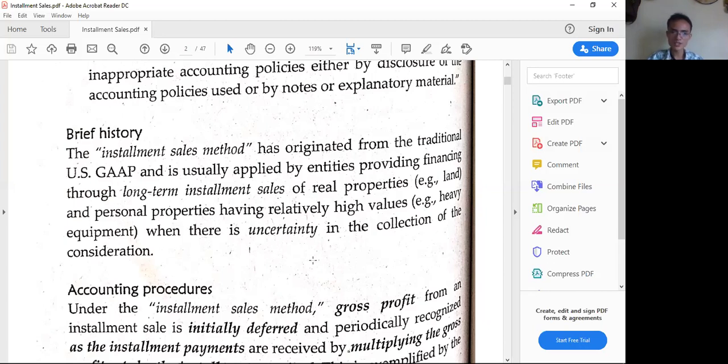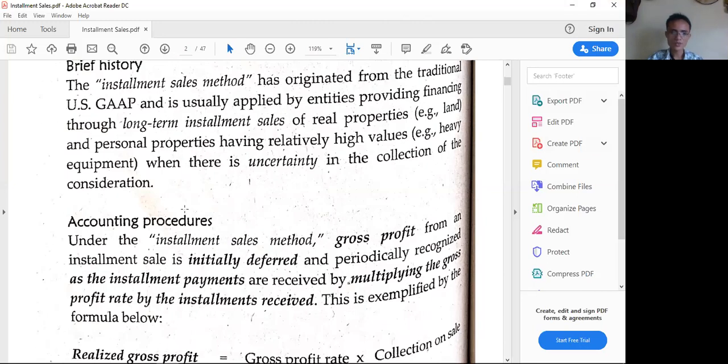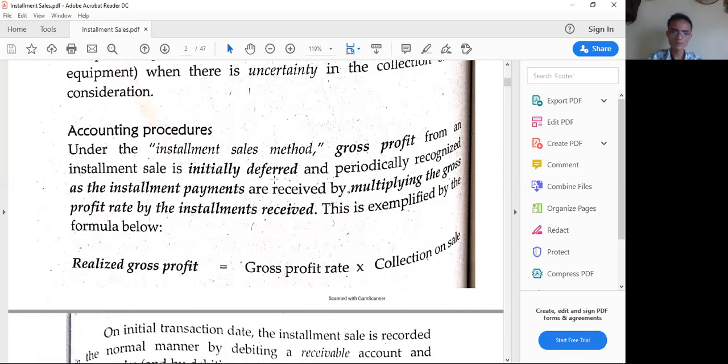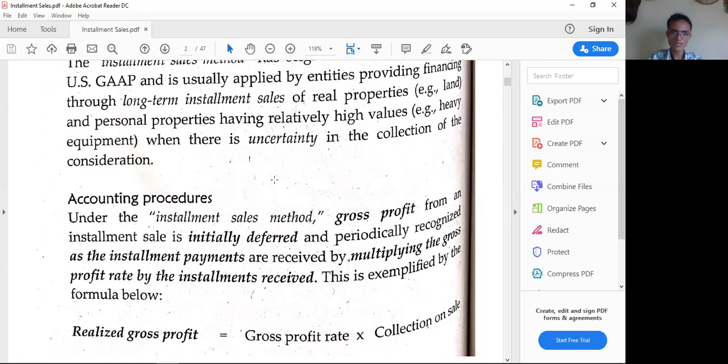When there is uncertainty in the collection, so if there is doubt in the collection, then this is the time that we are going to make use of the installment sales method. But if there is no question as to collectibility, then we have to make use of PFRS 15 as discussed. Next, accounting procedures. How do we compute, or what are the computations here?